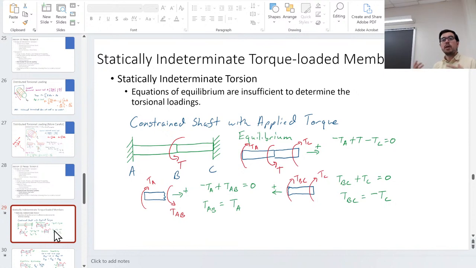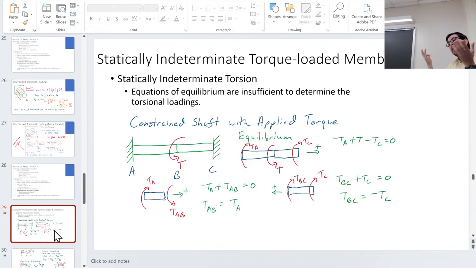What you'll find is when you put out the equations of equilibrium, you have one or more unknowns than you have equations. And when that happens, that is when you need to take into account compatibility. So that is when you say, okay, I have to use my TL over JG is equal to some angular displacement phi, because there's no way for me to figure that out. I need another equation. I don't have enough equations for the number of unknowns.